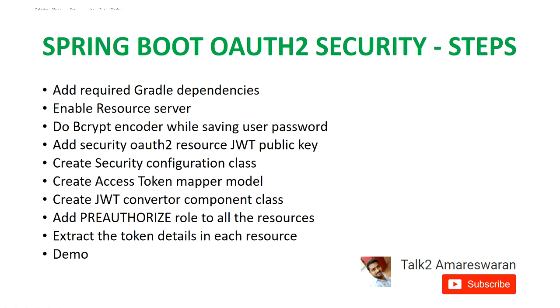And then we need to add the security OAuth2 resource JWT public key. We created the JSON token by using a private key and public key, and we don't need to share the private key, but the public key should be there in the resource server. So I will show you how to add the JWT public key so that it can be understood by the JWT. We need to add it by using the security OAuth2 resource.